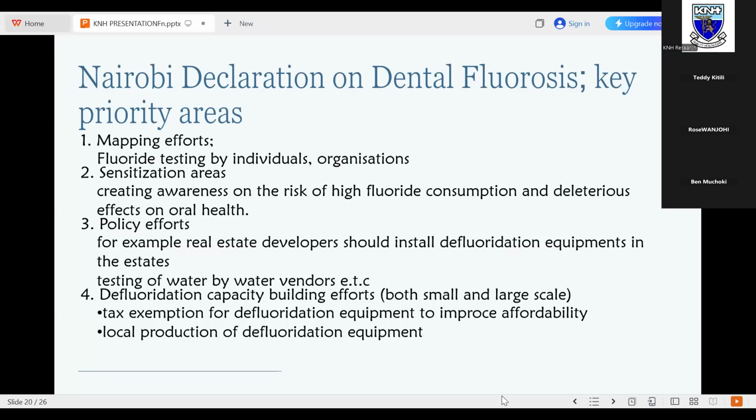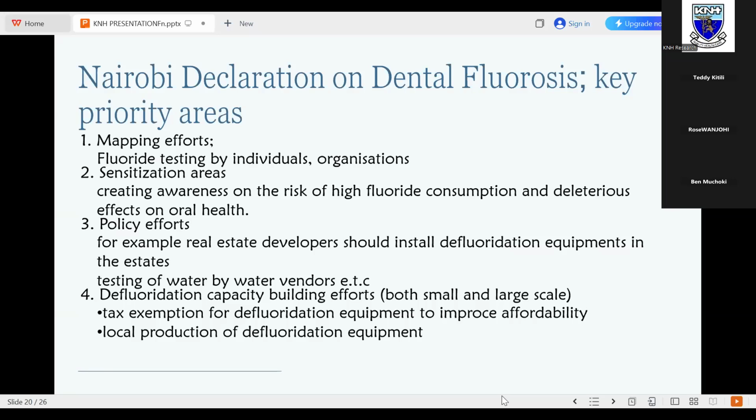Testing of water by water vendors. Unfortunately, we have a lot of water vendors that are just doing microbial treatment, killing microbes. So when you take that water, you will not have acute infection. However, you will ingest high ions like fluoride that with long-term use might end up having deleterious effects again on your health. We need to have defluoridation capacity building efforts for both small and large scale.